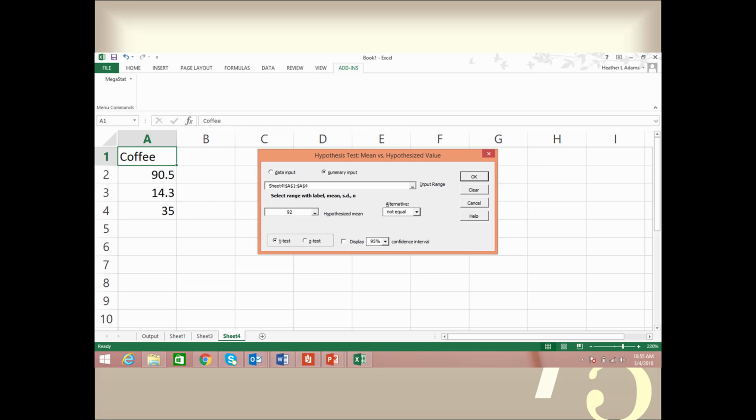Okay, so I enter the summary input this time. So change that from data input to summary input. And then the hypothesized mean is that 92 degrees Celsius. And I just want to know if it's different from 92. So I'm just choosing the not equal to for the alternate hypothesis, keeping the level of significance at 5%.